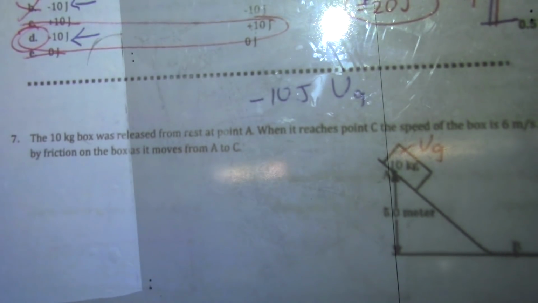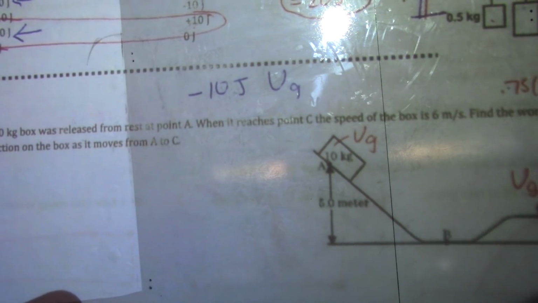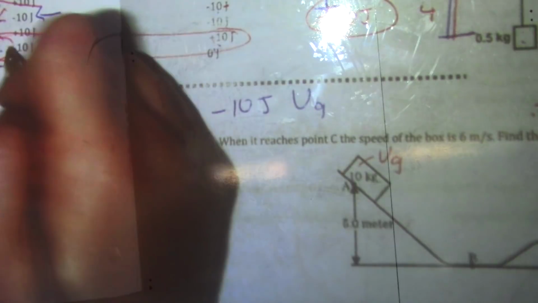Now, if you think about your kinetic energy, at first it was at rest and now it's moving, so the fact that it went from 0 to having some kinetic energy means my change in kinetic must have been positive, because you're gaining kinetic since it started with 0. So that means your answer is D.